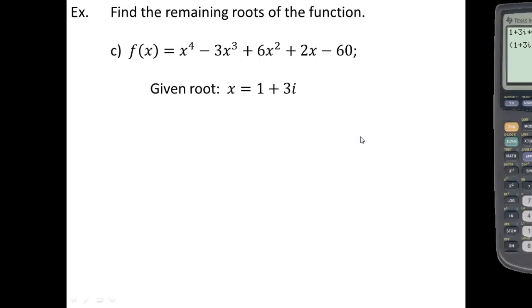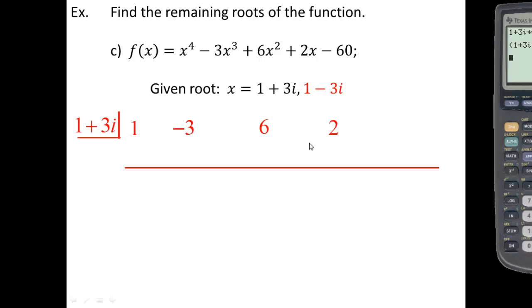So if 1 plus 3i is a solution, that means 1 minus 3i is a solution. I've got a 4th degree polynomial, which means I have 2 more solutions to find. So I'll start my synthetic division, starting with 1 plus 3i, sprinkle in my coefficients, drop the 1. 1 times 1 plus 3i is 1 plus 3i. Don't need a calculator yet. Negative 3 plus 1 is just negative 2. Negative 2 plus 3i times 1 plus 3i.